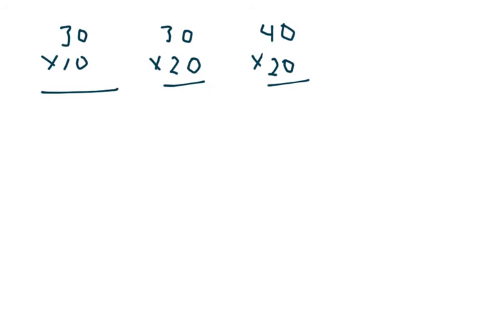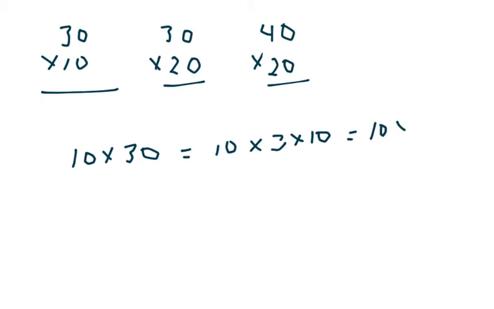Okay, let's look at these problems because these are similar. 30 multiplied by 10. So if we wanted to do that mathematically, we would say 10 times 30, which can be written as 10 times 3 times 10, because that's 30. And we could then do 10 times 10 times 3. Okay, 10 times 10 is 100, times 3, 300.